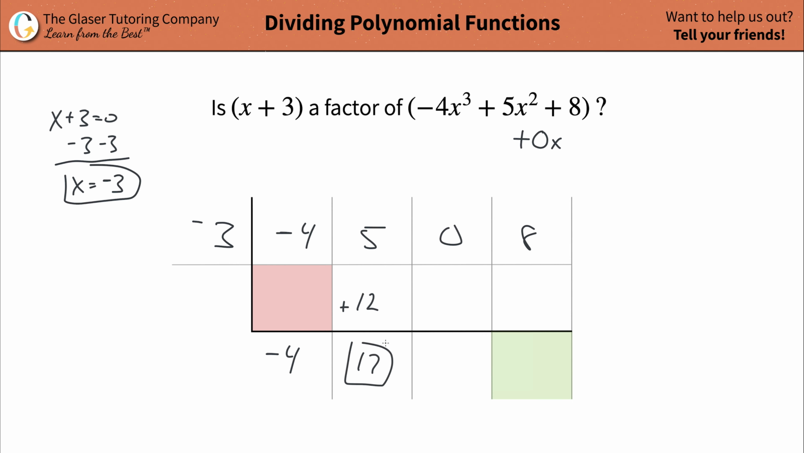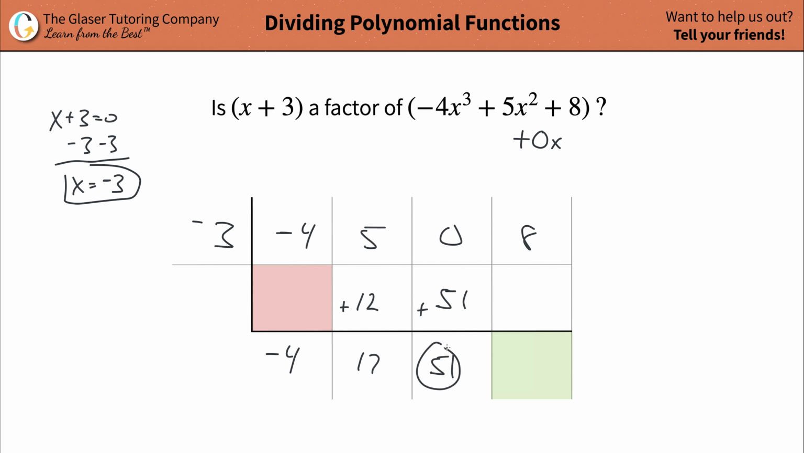Now you're going to repeat the process: take that term and multiply it by the negative 3. You're always going to be multiplying by that outside value, and you're going to plug in its value in the next adjacent cell. So this should be negative 51, right? Hopefully I did that correctly. Then you're going to simply add this together.